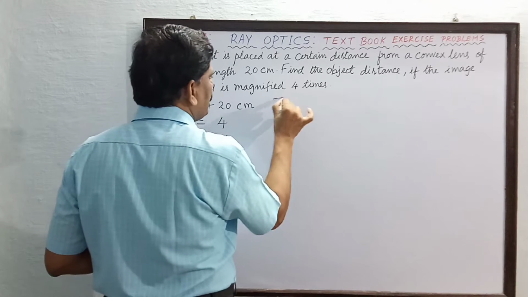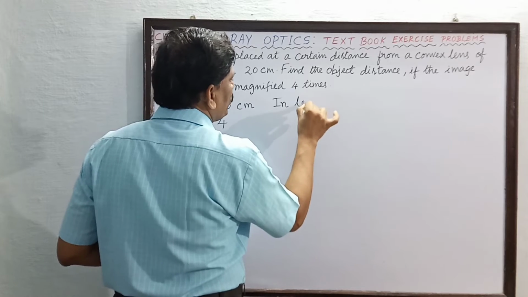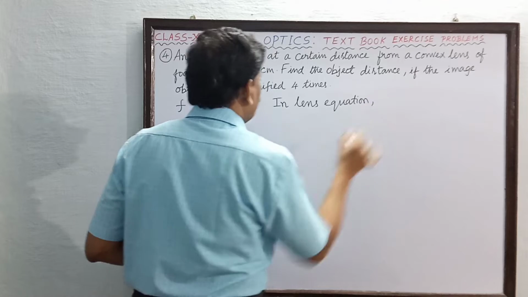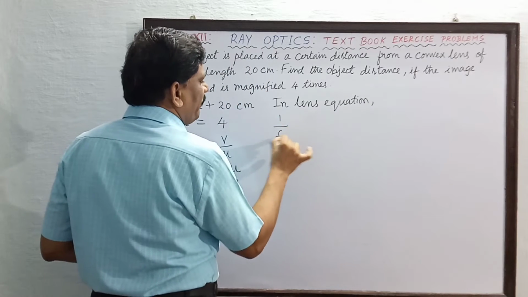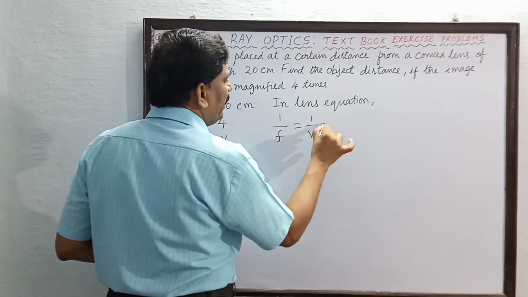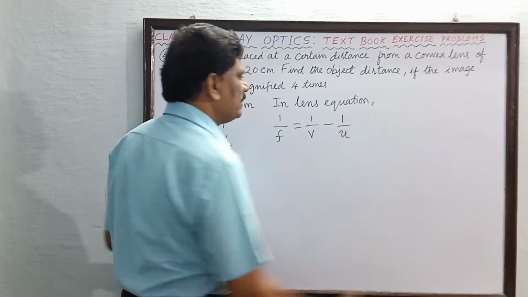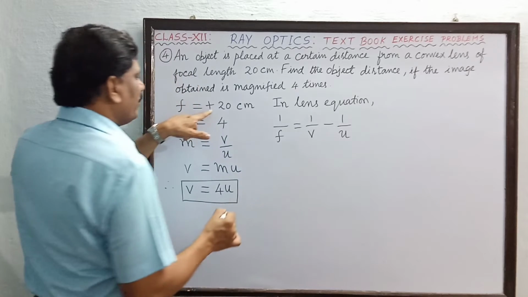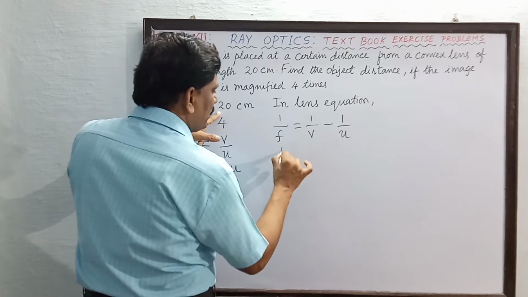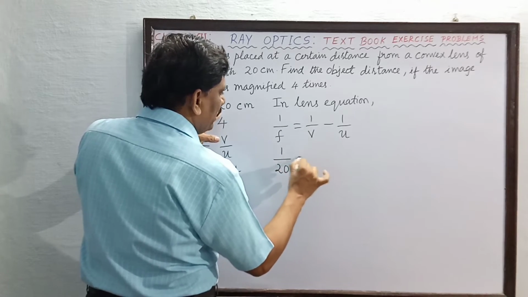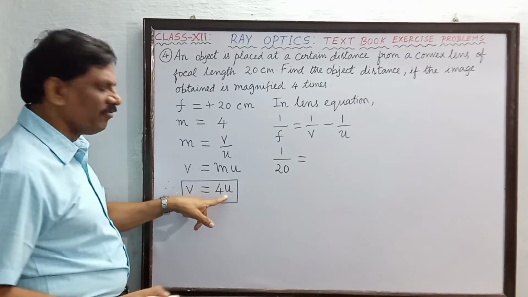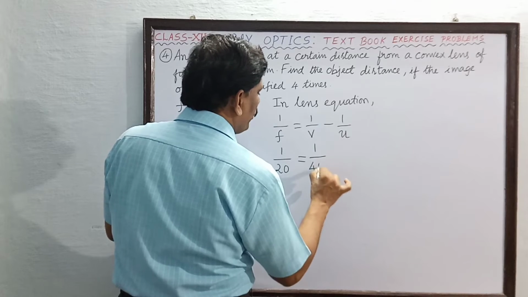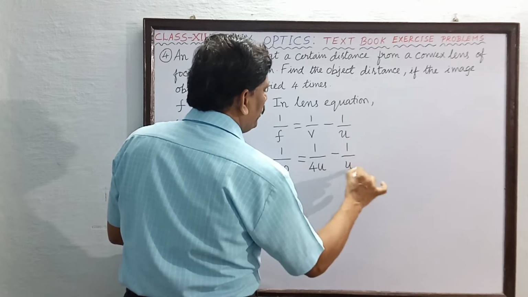Now I will apply this in the lens equation. So in the lens equation I will substitute. 1 by f is equal to 1 by v minus 1 by u. So this is the lens equation. In place of 1 by f I can substitute 1 by 20. So 1 by 20 is equal to, with v equal to 4u, in place of v I will substitute 1 by 4u minus 1 by u.